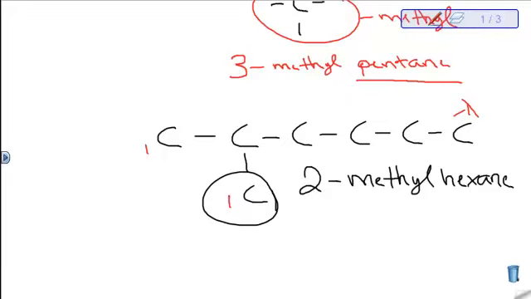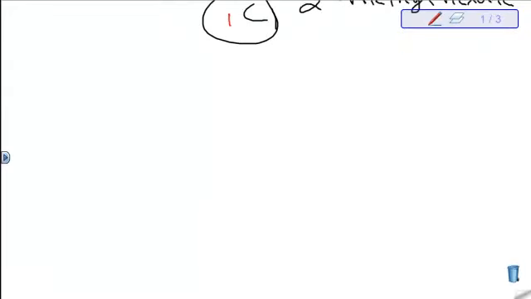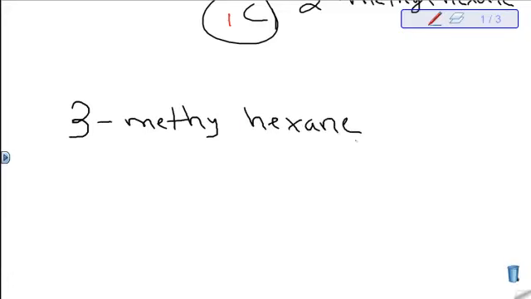Okay. Now try this one. I want you to draw, let's see. I'm going to write some names. We'll draw 3-methylhexane. I'd like you to draw that one for me. Okay?